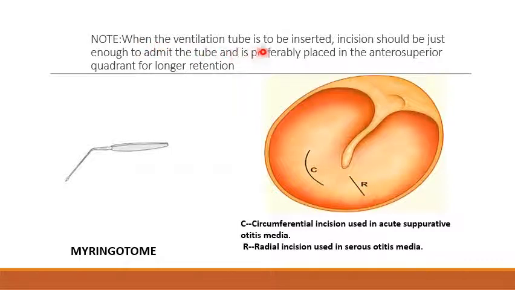So when the ventilation tube is to be inserted, the incision should be just enough to admit the tube and is preferably placed in the antero-superior quadrant for longer retention.